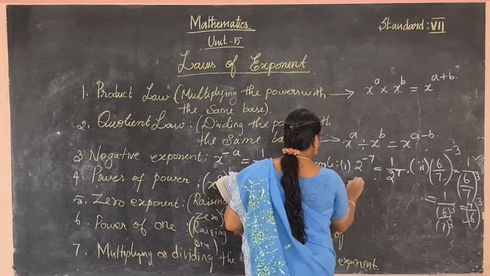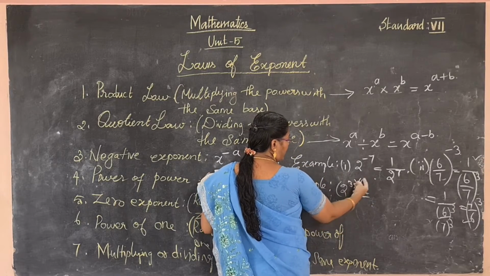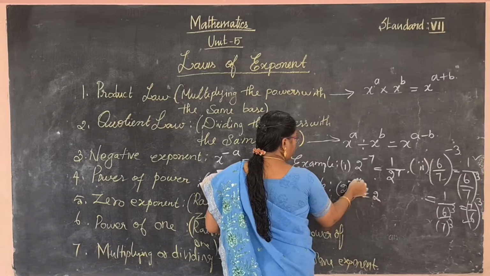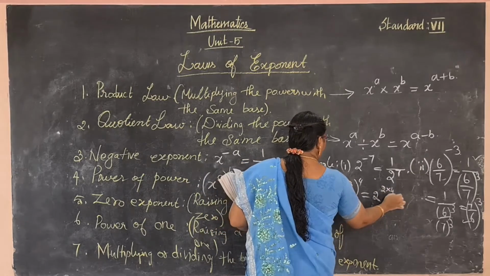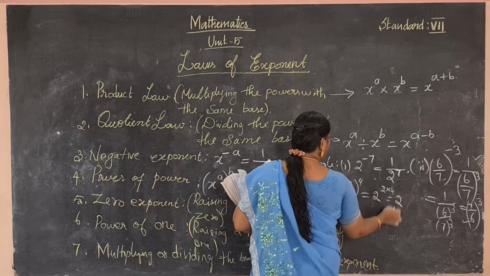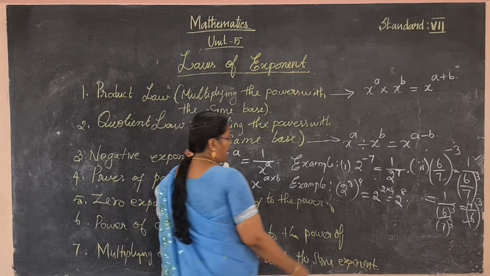2 power 3 the whole power 4. Here power of power is given, so write the base first and the powers will be multiplied. So 3 into 4, we get 2 power 12. That's all. Then the same with a rational number.